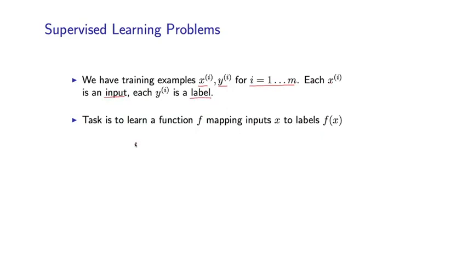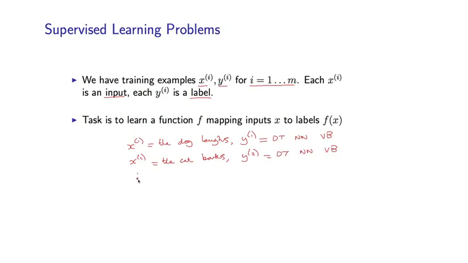In the part of speech tagging example, we might have the following. x1 might be the following sentence: the dog laughs. And y1 would be the underlying tag sequence for that sentence. For example, determiner, noun, verb. We might have x2 is equal to the cat box, and y2 is equal to determiner, noun, verb again, and so on and so on.